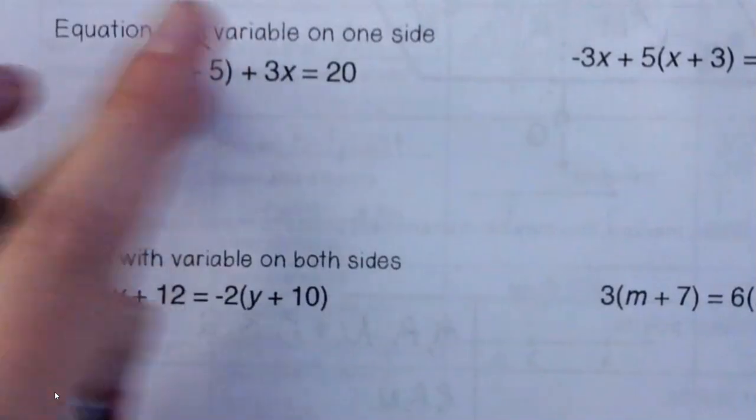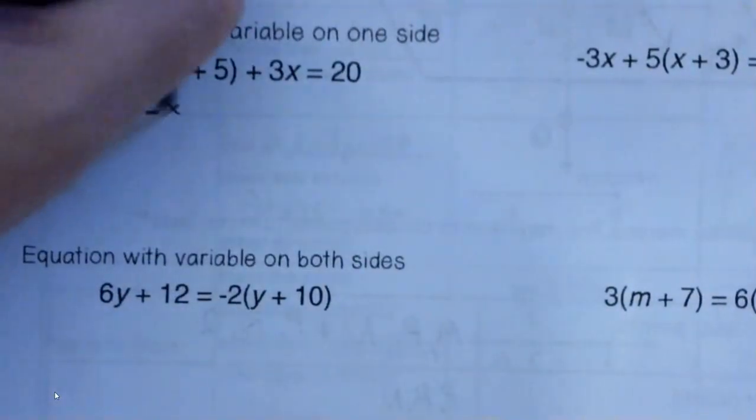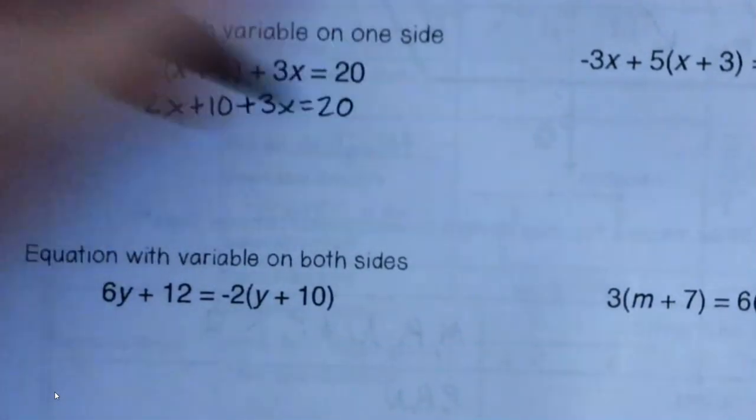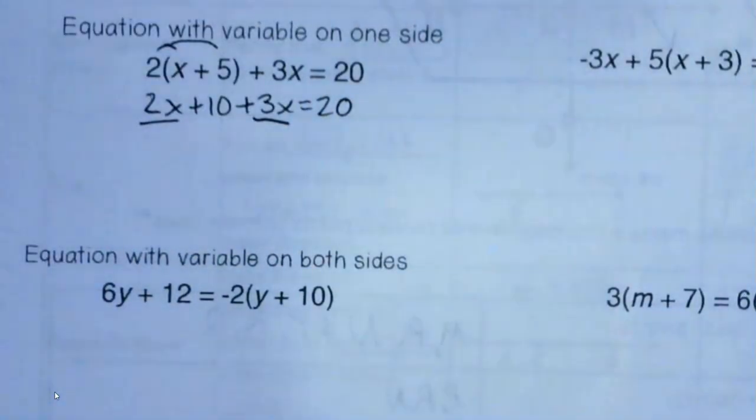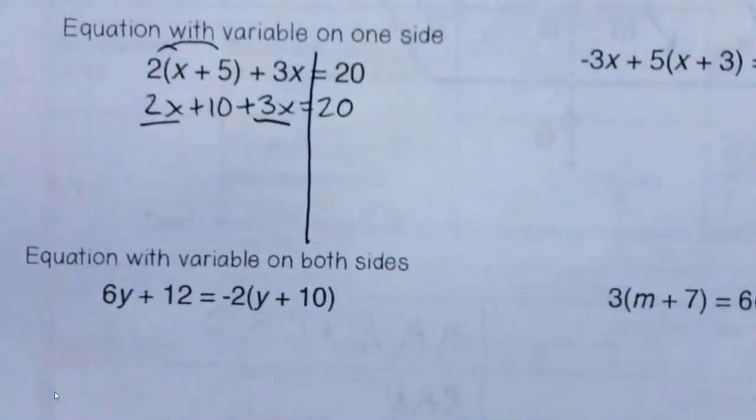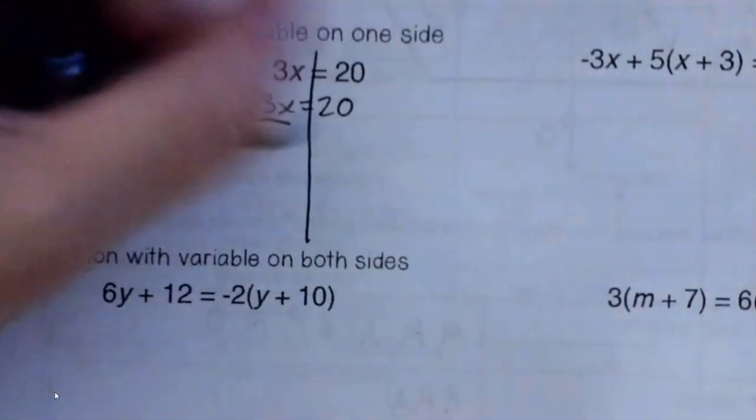You can't combine any of those terms in the parentheses, so we have to distribute. So 2x plus 10 plus 3x equals 20. And then we're going to combine like terms. I'm going to underline the ones that I'm combining. I also like to draw a line where my equal sign is and kind of keep that on the same track. That really just helps with organization, mainly.